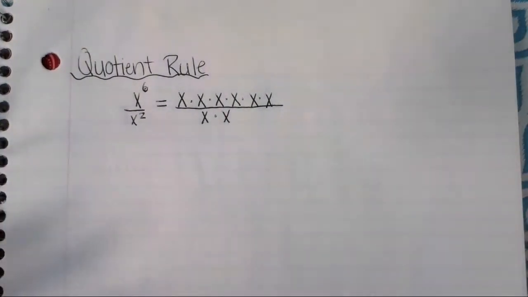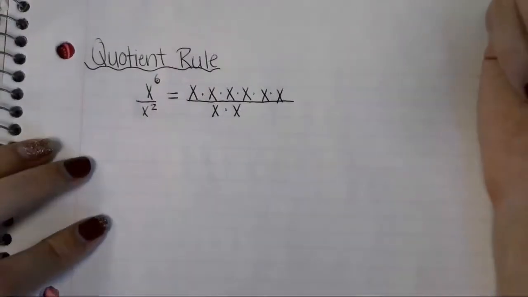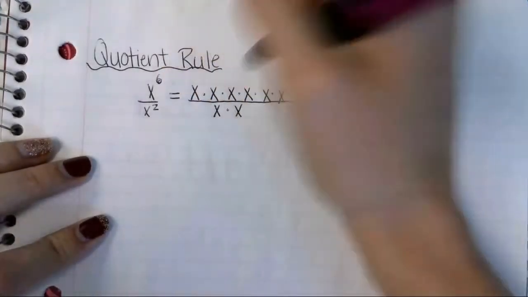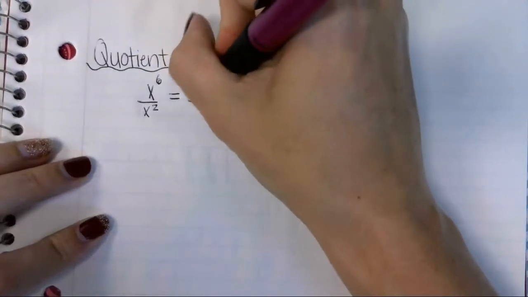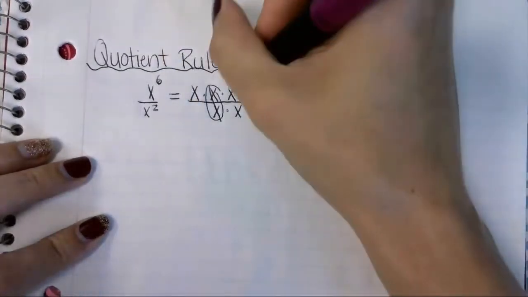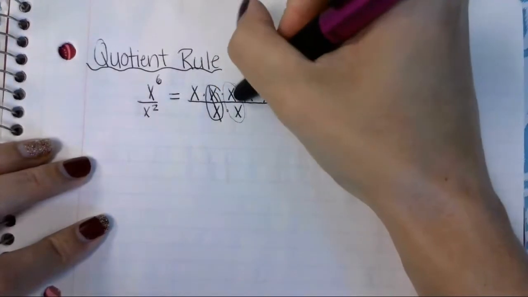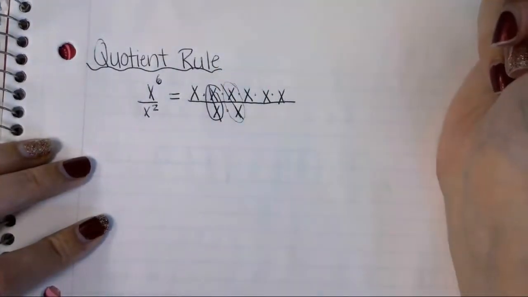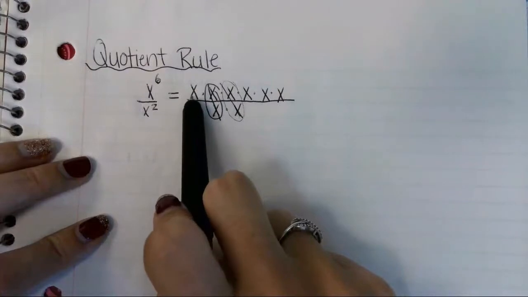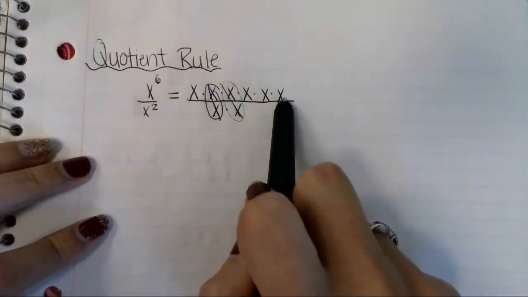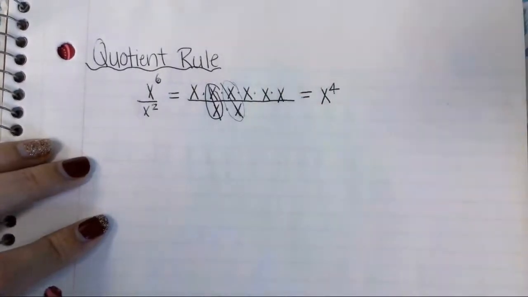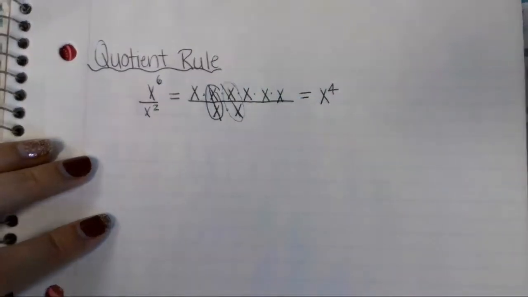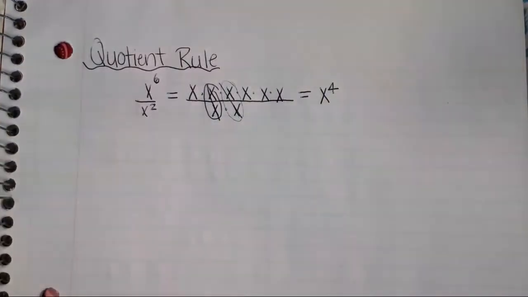So the only thing that we know to do at this point is to cancel the pairs with the top and the bottom. You can only cancel with the top and the bottom. So I have a pair here, so I can cancel those. And I have another pair here, so I can cancel those. Then I can count what I have left. 1, 2, 3, 4, only on the top. So I have x to the 4th. Well, that's really not that bad.